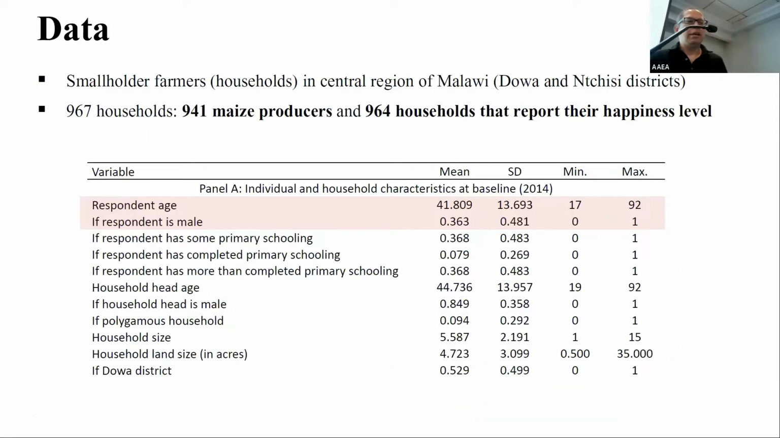The data comprise smallholder farmers located in 2 districts in central Malawi, Dowa and Kasungu districts. We have a total of 967 households, out of which 941 are maize producers, and 964 reported their happiness level. The average age is 41, basically 42 years old, and two-thirds of them are women in our sample.